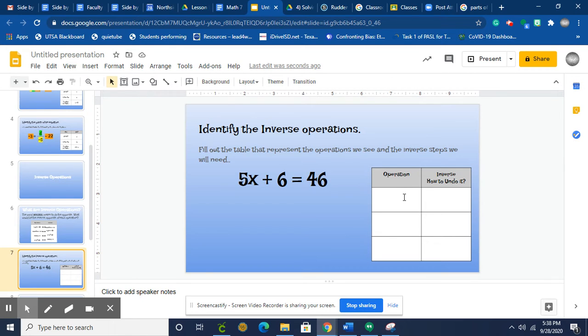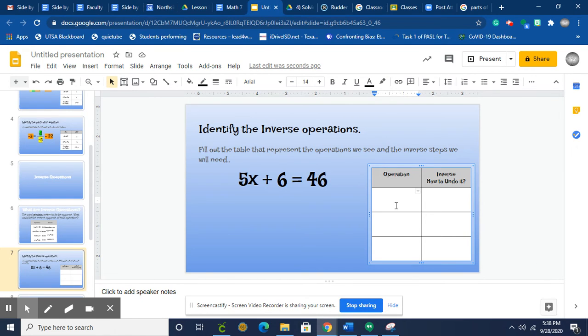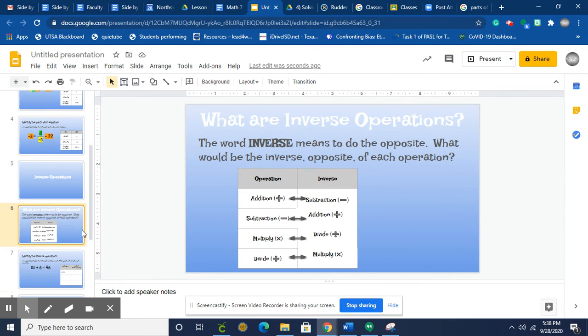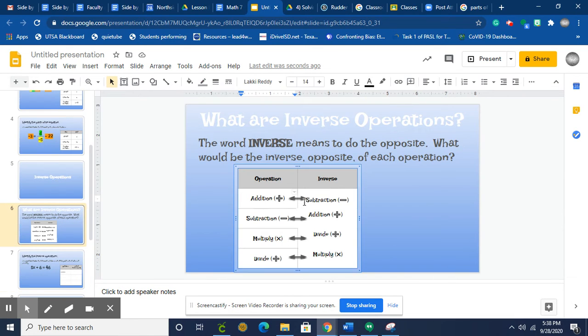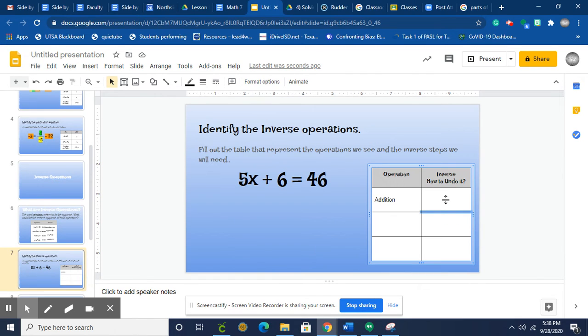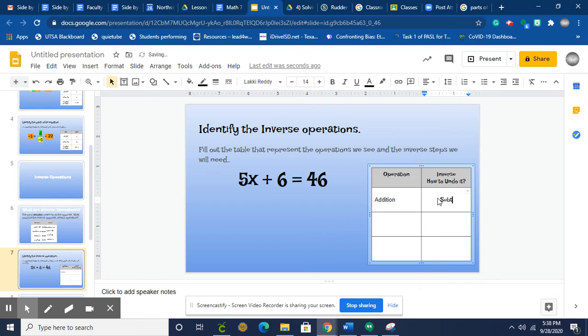So the first thing I want to do, though, is spend some time to talk about what operations we see. Well, the first thing I see, and it's obvious, is addition. Getting to my inverse operations, how do I undo addition? If we go back and look at our table here, the opposite of addition is subtraction. So I'm going to undo this addition by using the inverse of addition.